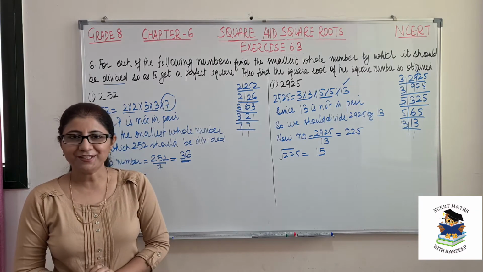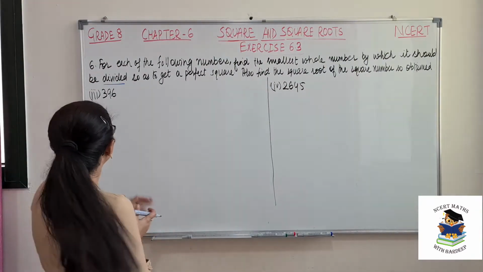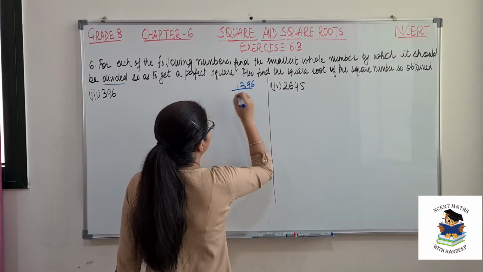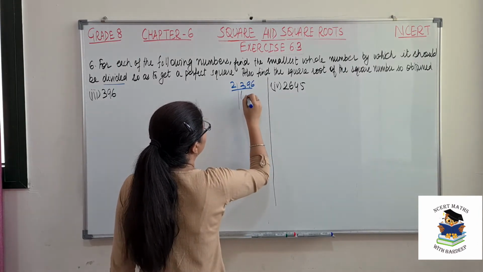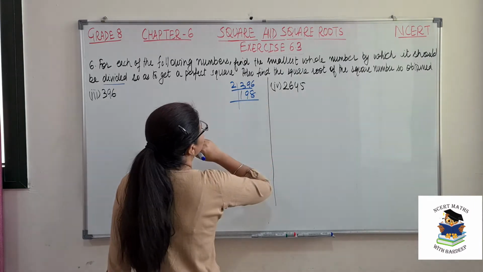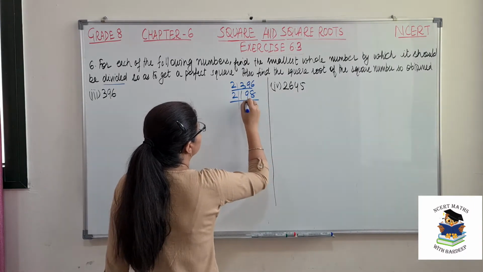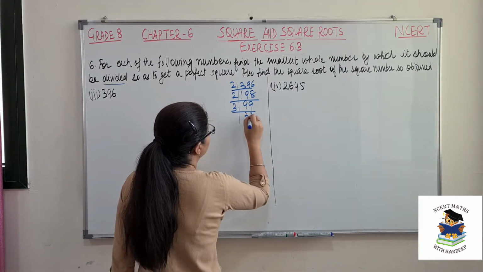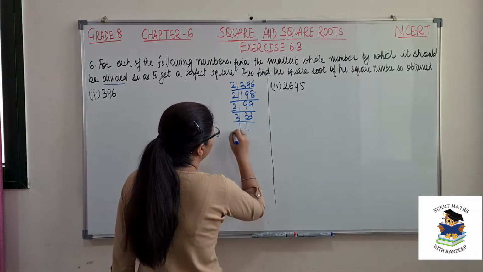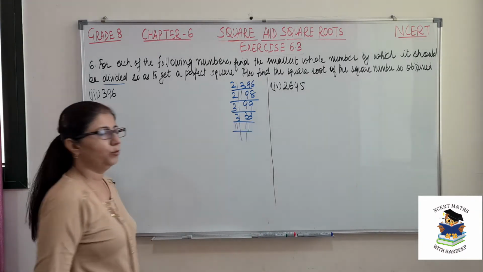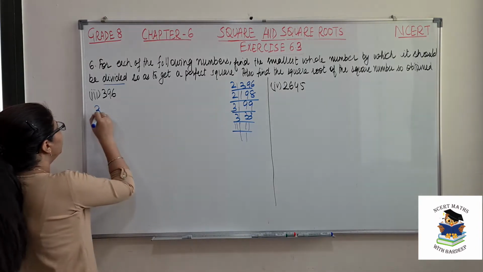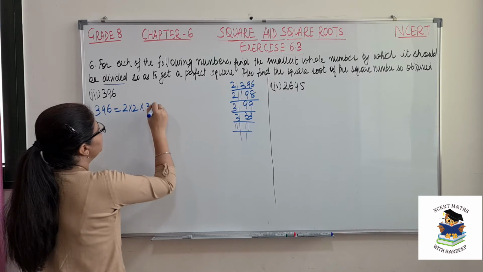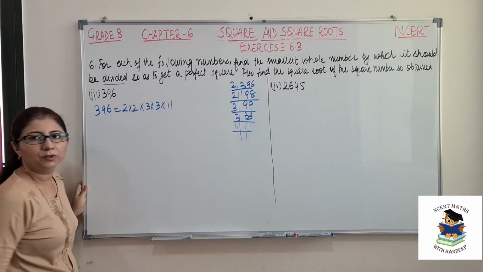Now let's move on to the next part. So let's see our third part. This is 396. So let's first find the factors. This is 2, 198, okay, then this is 99. So 99 in the table of 3, then 11 and then 1. Okay, so 396 can be written as 2 into 2 into 3 into 3 into 11.